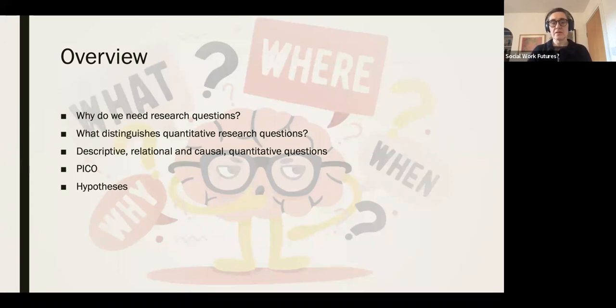So in this brief presentation, we're going to look at why we need research questions, and then we'll look in a bit more depth at quantitative research questions and what distinguishes them from qualitative ones. We'll look at categories of descriptive, relational and causal questions. We'll look at the model PICO as a resource that you can use to help generate quantitative questions. And we'll also explore a bit about what hypotheses are.